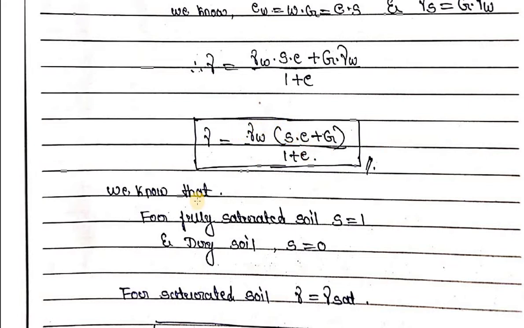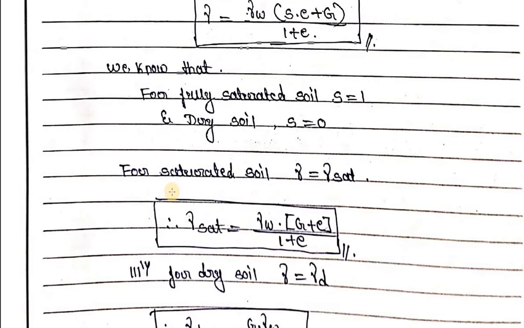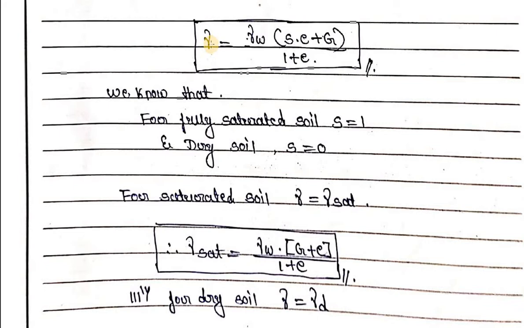How it plays a very important role, you can see over here. If the soil is fully saturated, that is, if S is equal to 1, the general unit weight is converted to the saturated unit weight, which is equal to gamma w into (G plus e) divided by (1 plus e), because S is equal to 1. The same equation I have used and converted.